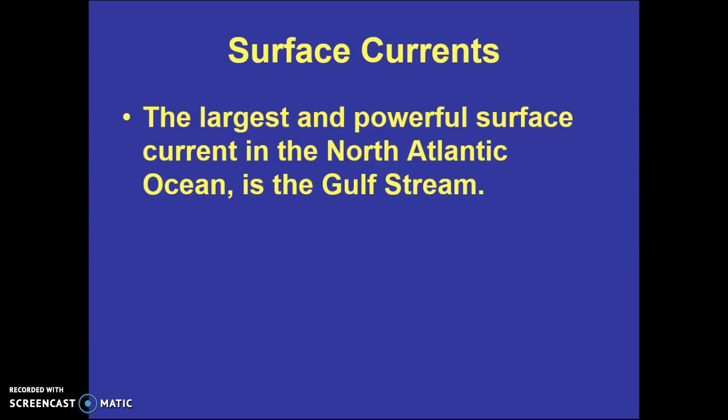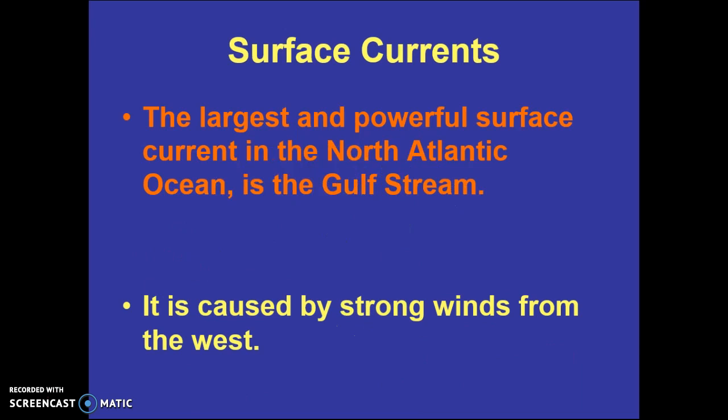The most powerful and largest surface current in the North Atlantic Ocean is called the Gulf Stream. Now, when we watched the videos about the ocean mystery of the shoes and the oil and things like that, the Ocean Odyssey video, they talked about the Gulf Stream. It's a really large surface current that flows off the eastern coast of the United States. It doesn't come all that close to Maine and New Hampshire. If it came a little closer, we'd have a little bit warmer weather.